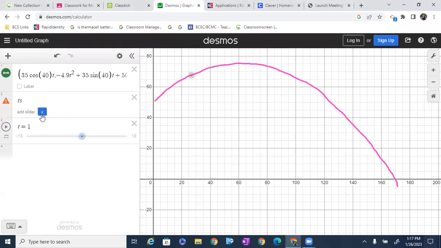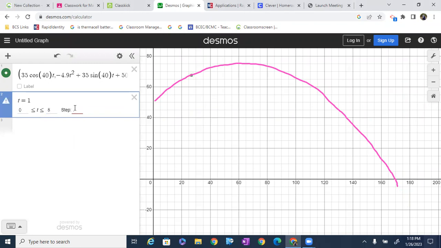So now what I'm going to do is go back to my T slider, okay? And I am going to start my time at 0 seconds. I'm going to go out for about 8 seconds. And then I'm going to make my T step very small, so 0.001, and that'll give me a really pretty good graph. At this point, I can actually see the motion of John as he's flying through the air. Oh my goodness.